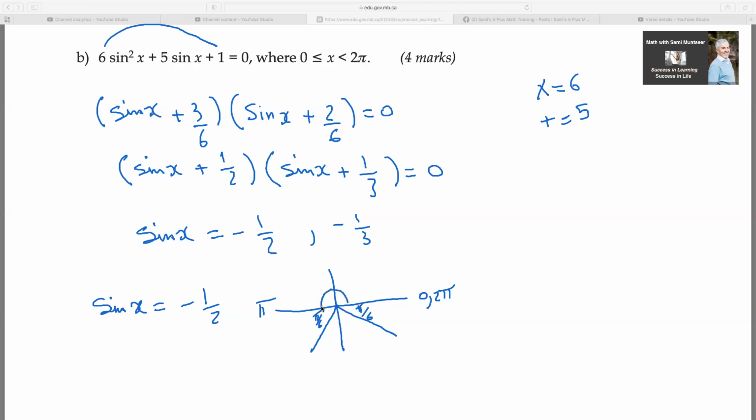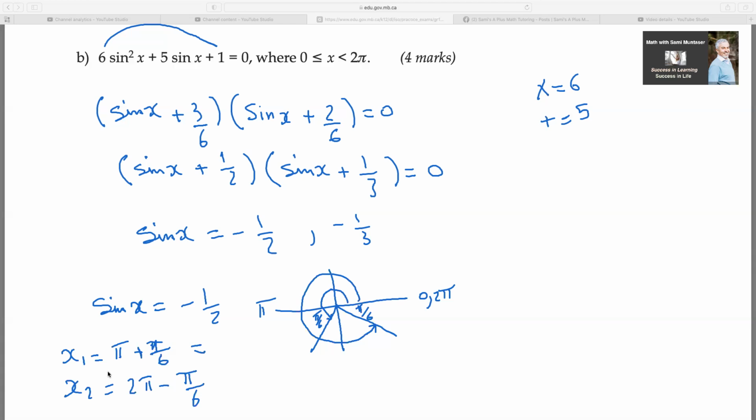So this one here, you go all the way to pi and add the pi over 6. And the second one, you go all the way to 2 pi and take away the pi over 6. So x1 equals pi plus pi over 6. Sorry, that's plus pi over 6. We go all the way to pi and add the pi over 6. And x2 equals 2 pi minus pi over 6.